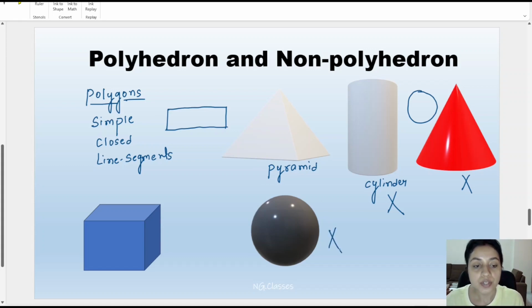Now look at this figure, that is a cube. A cube is formed with the help of squares, and we know squares are polygons, or a cube is formed with the help of flat surfaces only. So yes, it is fulfilling the criteria of a polyhedron, and hence this cube is a polyhedron.